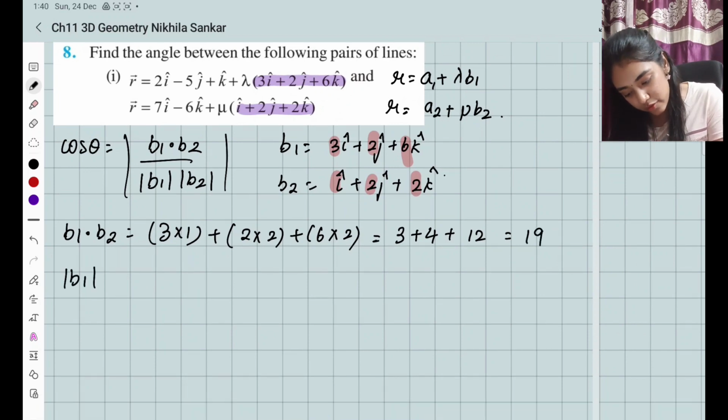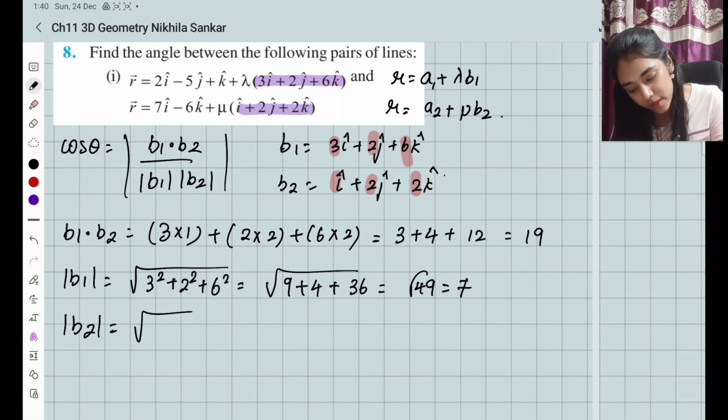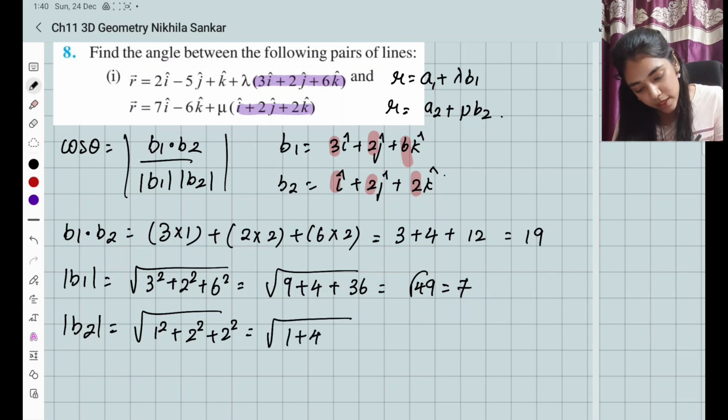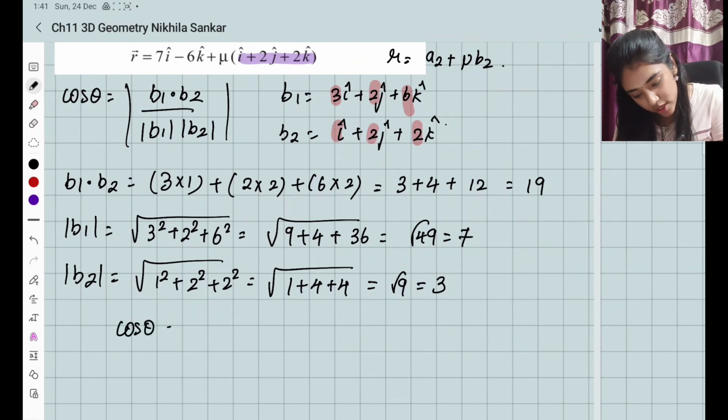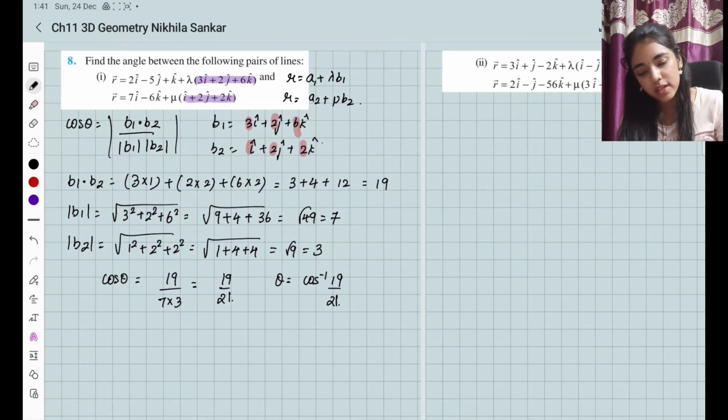And now magnitude of b1 is going to be square root of 3 square, 2 square, 6 square. This is going to be square root of 9, 4, 36, which is root 49, which is 7. அதே மாதிரி magnitude of b2 is going to be square root of 1 square, 2 square, 2 square, which is 1 plus 4 plus 4, root 9, which is 3. So when I substitute, I have cos theta equals b1 dot b2, 19 divided by 7 into 3. இது வந்து exactly நம்மளோட example question. Okay, so theta is going to be cos inverse of 19 divided by 21. Okay, this is the first subsection.